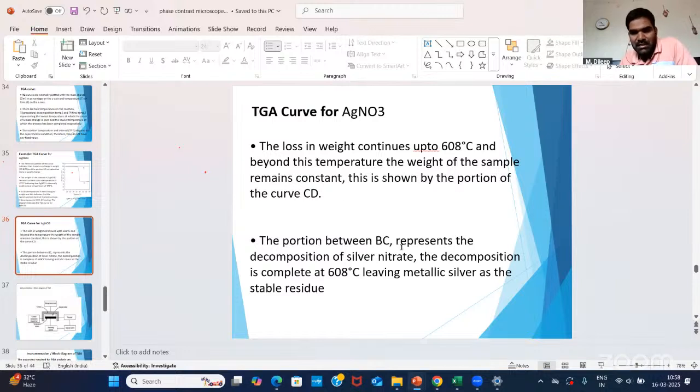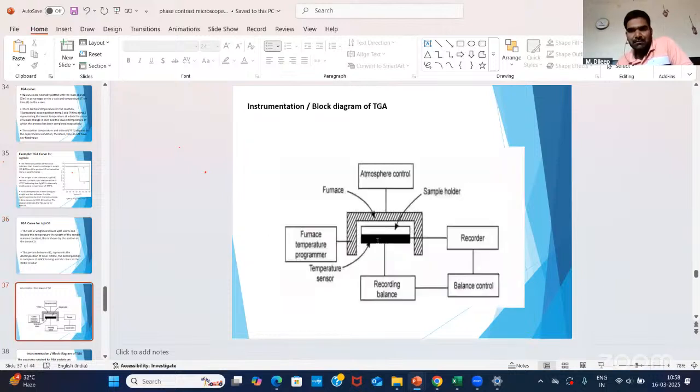The portion between BC represents the decomposition of silver nitrate. That is, decomposition is complete at 608 degrees centigrade, leaving metallic silver as the stable residue. So this is the instrumentation of TGA, that is, thermogravimetric analysis instrumentation. You can observe this is the atmospheric control. This is the sample holder here.